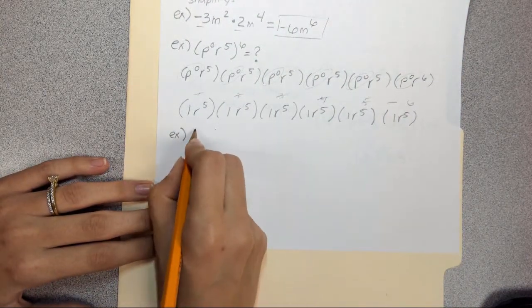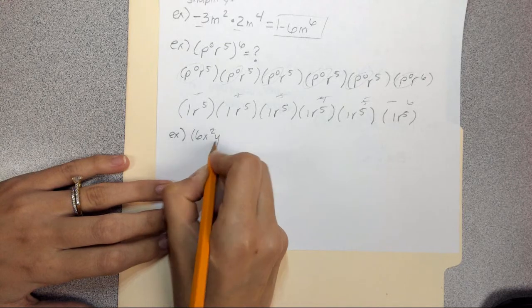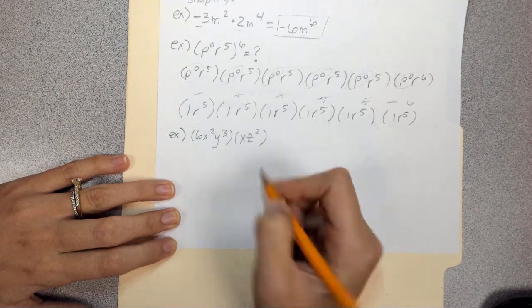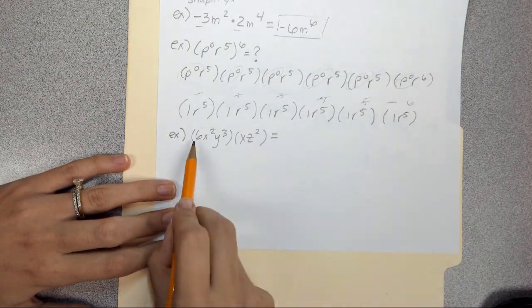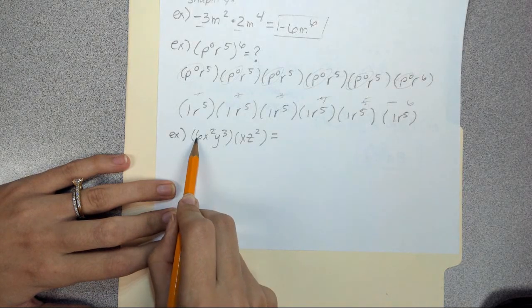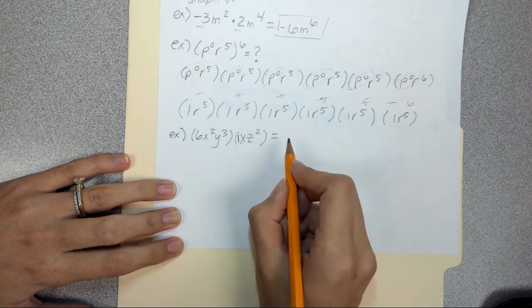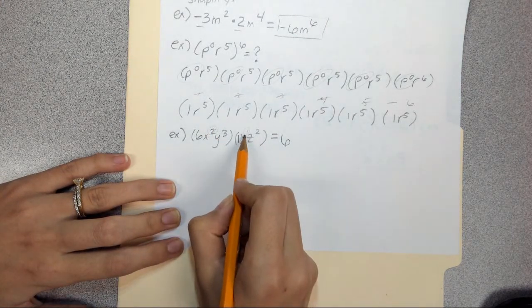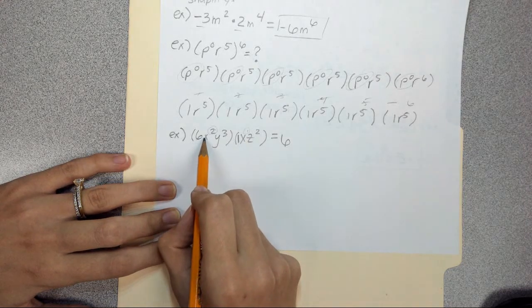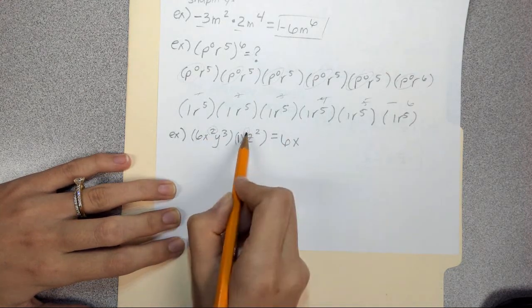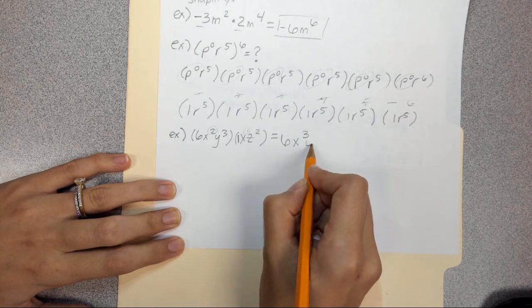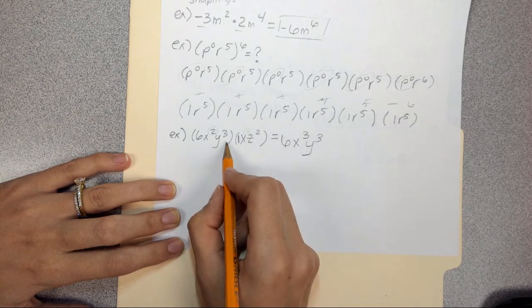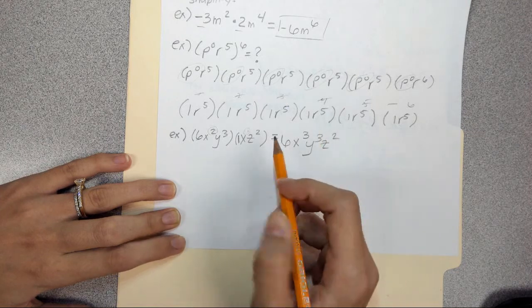Let's do another one. Let's say I had 6x squared y cubed all times xz squared. For my numbers, I just have a 6 here. There's an invisible 1, so 6 times 1 is just 6. For my x's, I have 2 over here, just 1 over here. So I have x, and 2 plus 1 is 3. For my y's, there are 3 over here, none over here, so I just have the 3. For my z's, none here, and just 2 here, so I just have the 2.